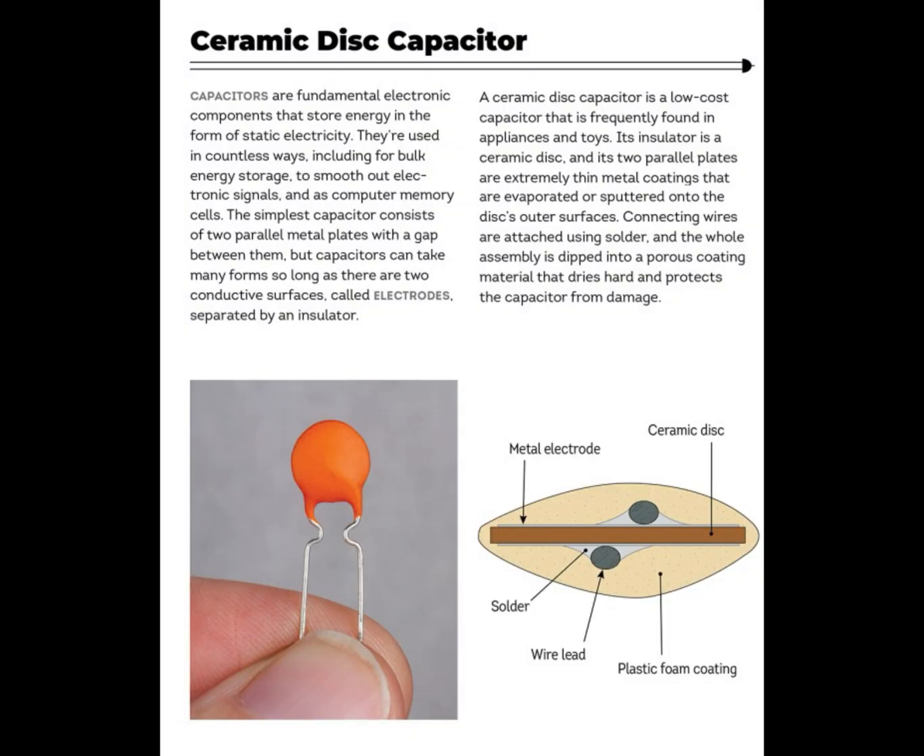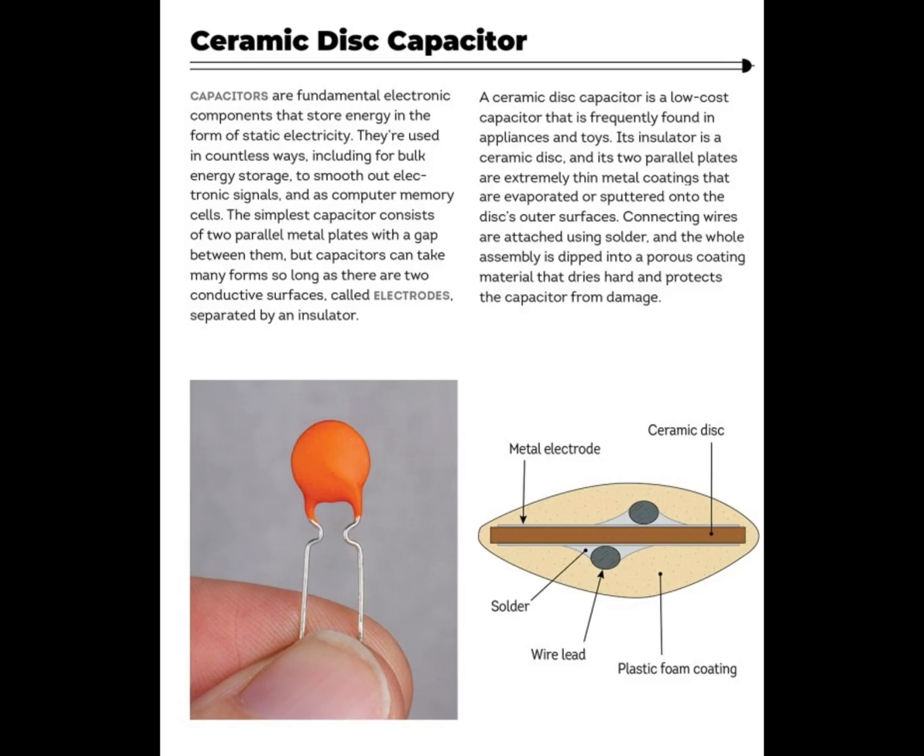Now on your screen is a ceramic disc capacitor. A ceramic disc capacitor is a type of capacitor that uses a ceramic material as its dielectric. These capacitors are widely used in various electronic applications due to their reliability, stability, and relatively low cost. The key features of it, number 1, is construction. Construction consists of a ceramic dielectric layer sandwiched between two conductive plates. The dielectric is typically made from materials like barium titanate.